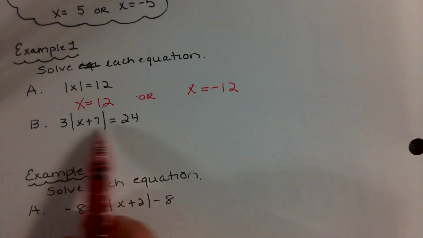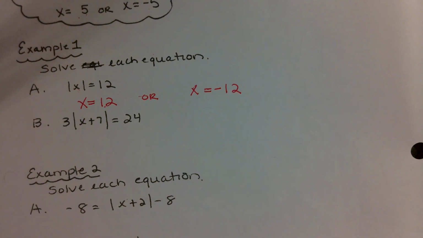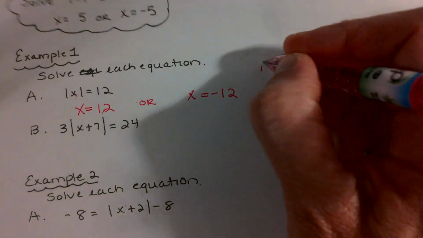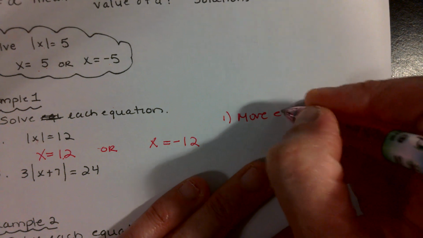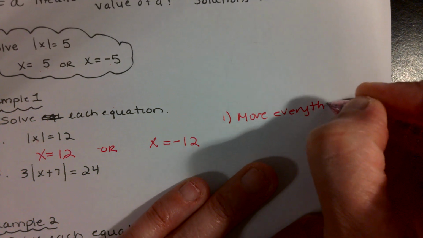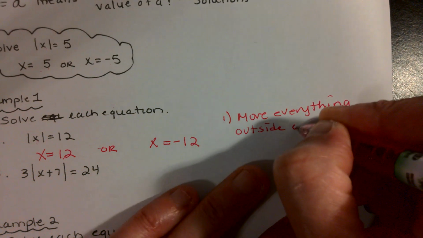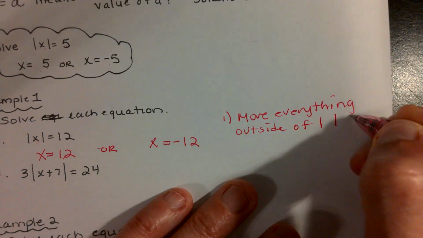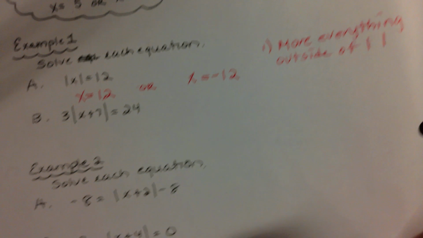But when there's other solving involved like there is here, it's a little trickier, so you got to be careful. Your first step is to move everything outside of the absolute values. Okay, and that's on the same side of the equation. So let's look at what I'm talking about.